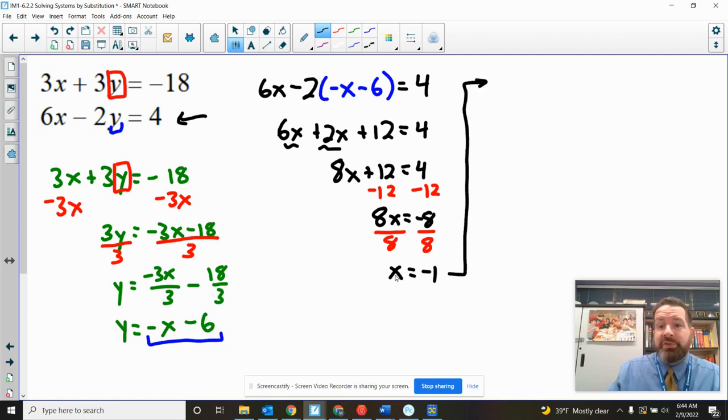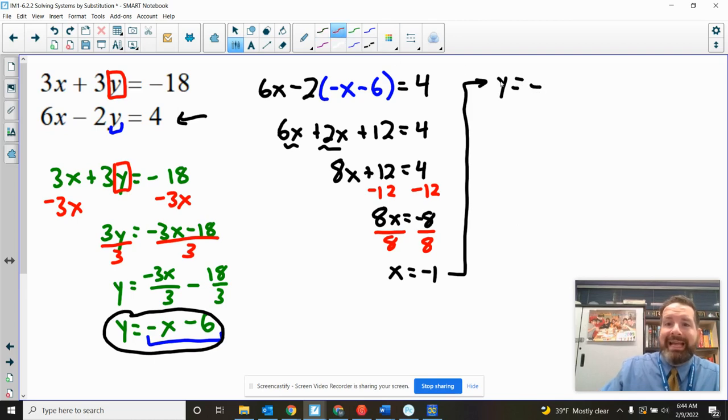Third step, once you've got one number, go back to your earlier equation. We're going to now put this number in where the x is, see what number y needs to be. So y equals the opposite of x. I think x is negative 1, because right here it says x is negative 1. So y equals opposite of x minus 6.